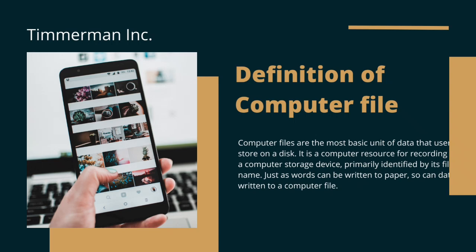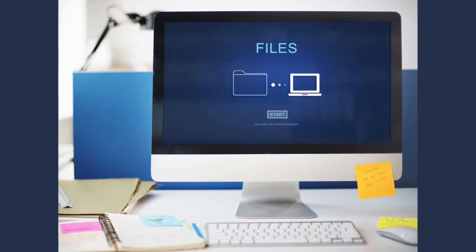What is a computer file? A computer file is the most basic unit of data that users store on a disk. It is a computer resource for recording, a computer storage device primarily identified by its file name. Just as words can be written on paper, so can data be written on a computer file. And when you talk about a computer file, what are the basic terminologies of a computer file?